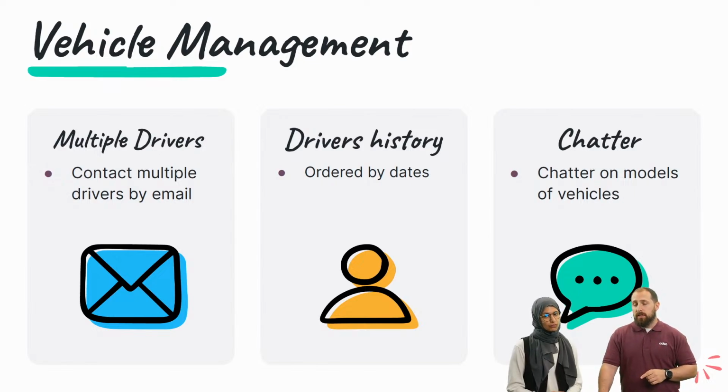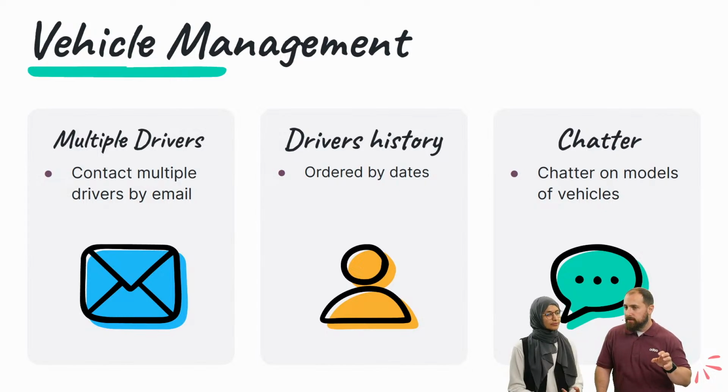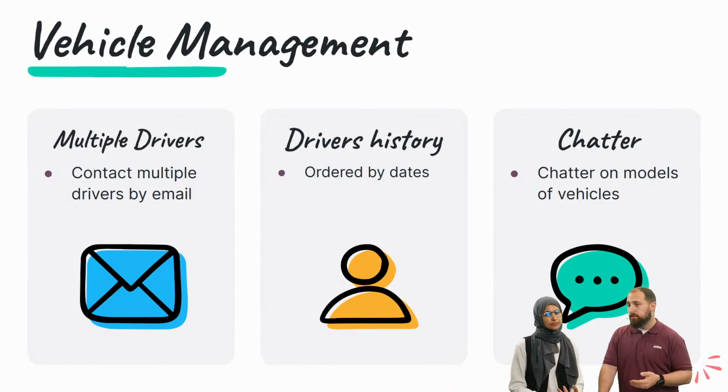Now, the drivers' history is now ordered by dates. So if you know fleet on the vehicle, you can see that, for instance, Hannah was the previous owner and that I am the current owner of the car. Now it's going to be ordered by dates just to have better readability. And also we've added, on the models of vehicles, so not the vehicle itself, but really the models, a chatter. So again, this is a possibility to exchange, for instance, with your vendor, or to also log interesting notes that you want to add to your models as an audit trail again.